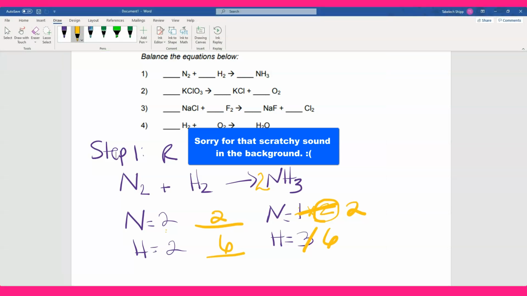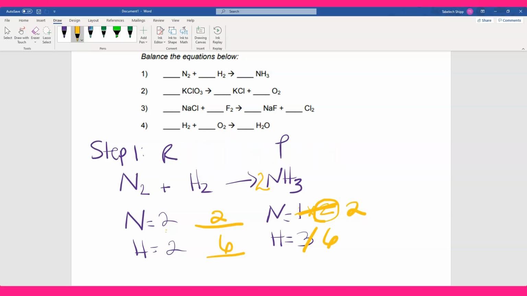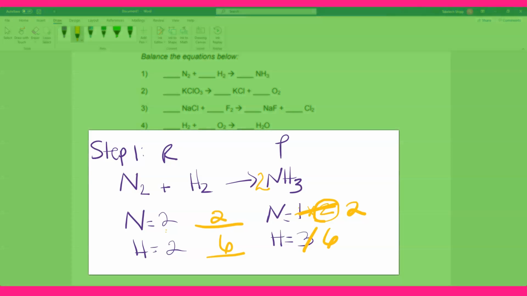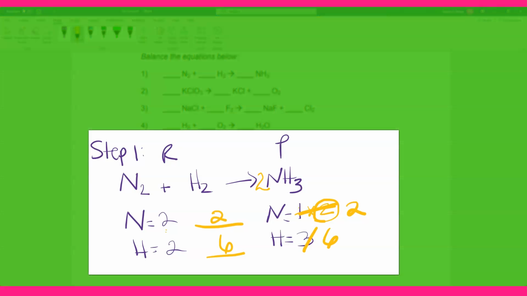So I've already completed the product side of my nitrogen and hydrogens, but now I need to go ahead and mosey on over to my hydrogen side. What number times 2 is going to give me the 6 that I need to make sure that they're equal on both sides? And if you said 3, you are correct. So guess what? That 3 is going to go right there in front of hydrogen. And when you multiply 3 times 2, you're going to get the 6 total hydrogens that you need.